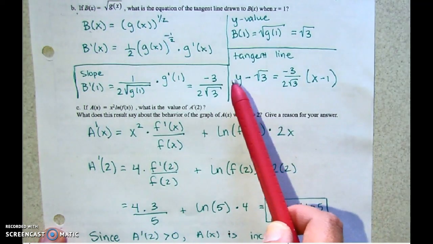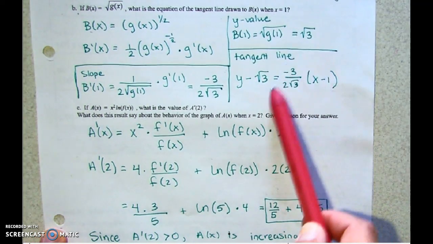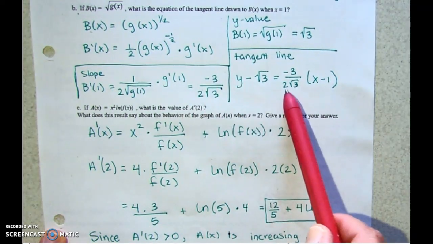Here we have the tangent line. Y minus y1 equals the slope, which we got from here, times x minus x1.